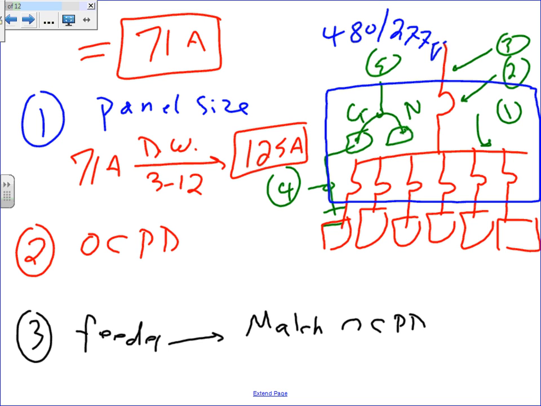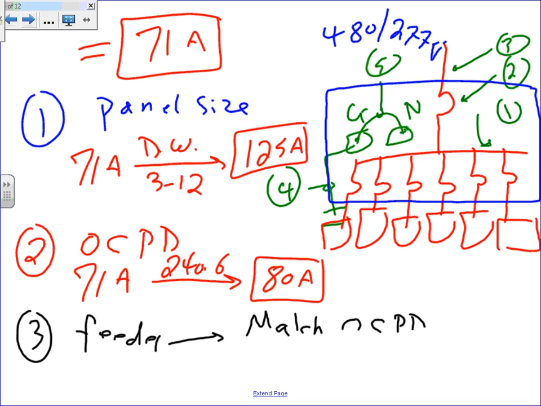Okay, piece of cake. Then overcurrent protection device, 71 amps. I would take this one to 240.6. And my next overcurrent protection device is 80 amps, from 240.6.